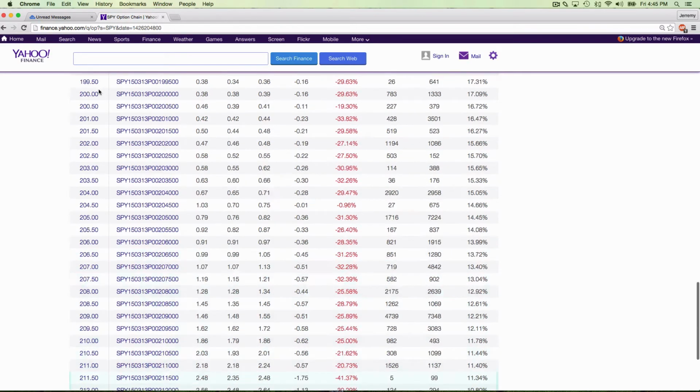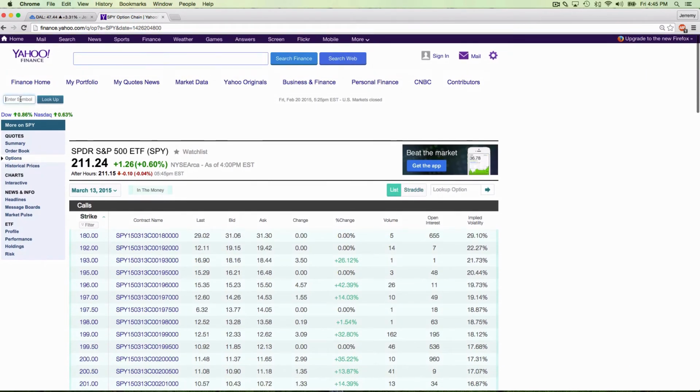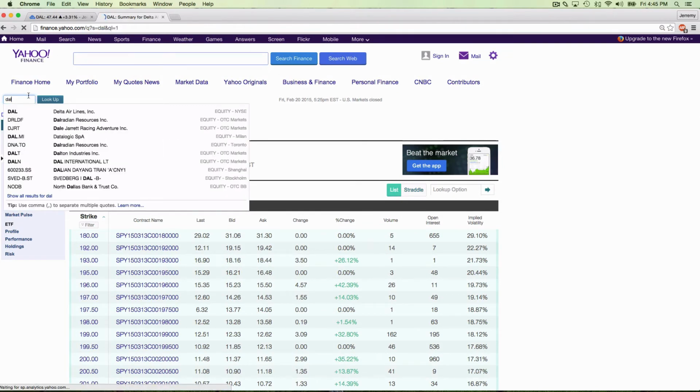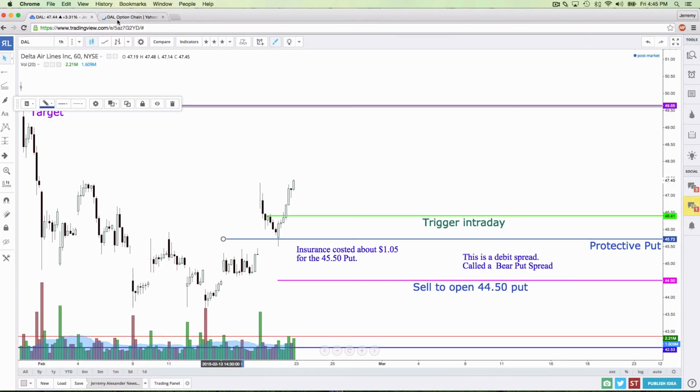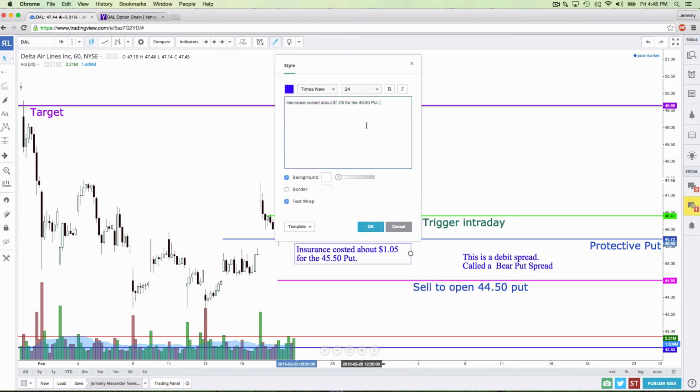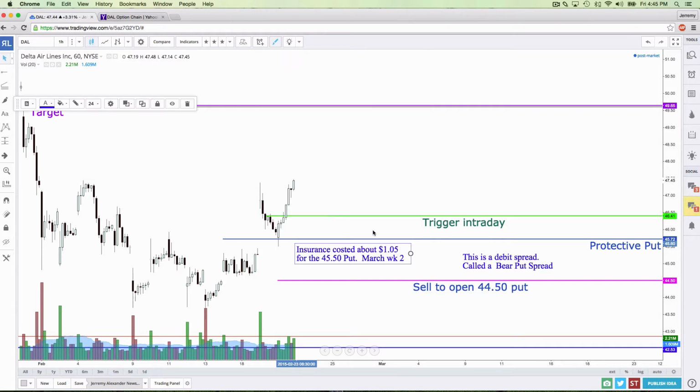Now, I know it's going to be a little bit different right now, but let me show you after market close how much you could bring in on that put, and that'll be the worst case scenario. So this is March, sell to open the 44 put. Here we go. Insurance costs about this, and this is a March week 2. That's the expiration for the put that I bought.